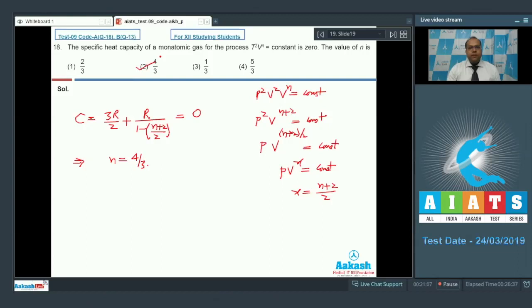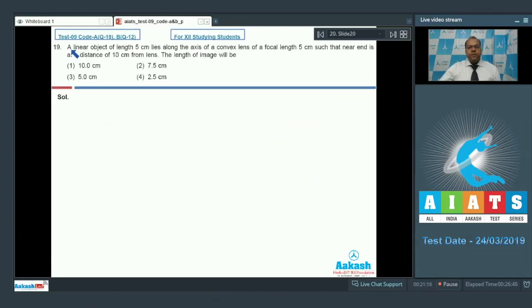Let's move to question number 19. In question number 19, a linear object of length 5 cm lies along the axis of a convex lens of focal length 5 cm such that the near end is at a distance of 10 cm from the lens.